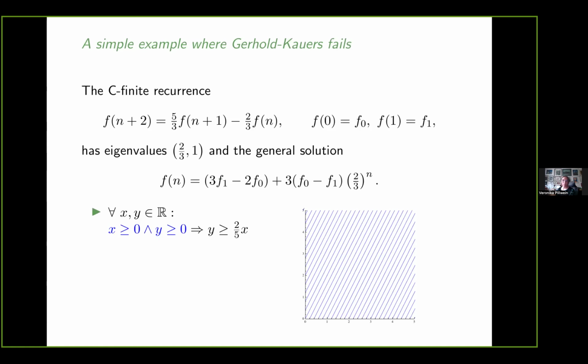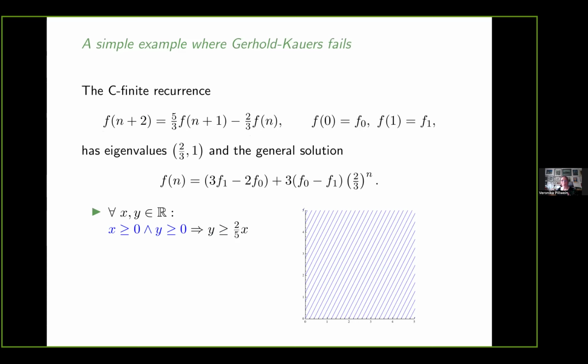In the first step, the x now corresponds to the fn, and the y corresponds to the fn plus 1. So we say if fn and fn plus 1 are greater or equal 0, no n involved in this case, then fn plus 2 should be greater or equal 0. And if I take this equation and I rewrite it, this part is greater or equal 0, I end up with y greater or equal 2/5 x.